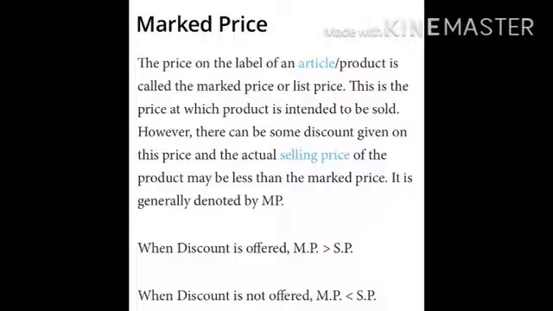See once again the marked price. The marked price on the label of an article or product is called the marked price or list price. This is the price at which the product is intended to be sold. However, some discount can be given on this price, and the actual selling price of the product may be less than the marked price. It is generally denoted by MP. When a discount is offered, MP is greater than the selling price. When a discount is not offered, MP is equal to the selling price.